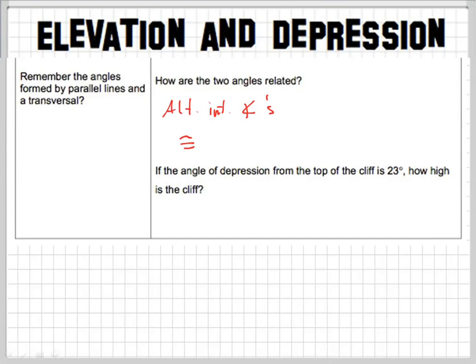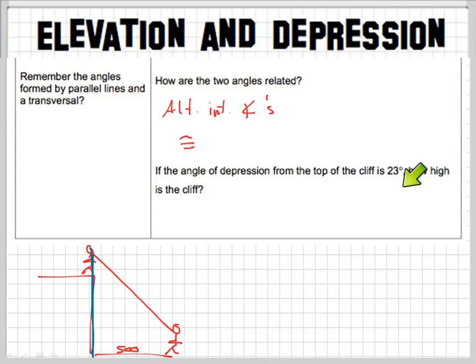If the angle of depression from the top of the cliff is 23 degrees, how high is the cliff? Well, let me put my picture back on the bottom of this page. For this problem, let's just assume that you and your friend are the same height. So what is the height of our cliff? That's going to be from the bottom right here to right here. But you're looking at your friend's face, so it's actually going to be from here to here. Now that's not going to answer my question, because the question says, what is the height of the cliff?